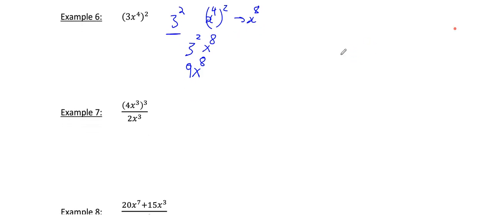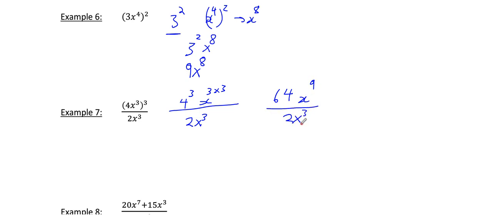For division, similar to above, we first have to simplify the numerator, which will become 4 cubed multiplied by x to the power of 3 times 3, all divided by 2x cubed. 4 to the power of 3 is 64, x to the power of 9 divided by 2x cubed. And this simplifies as 32x to the power of 6.